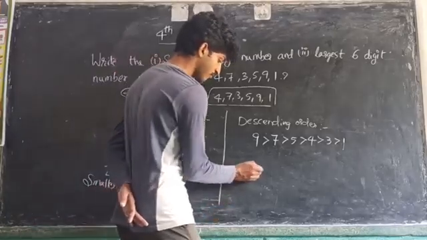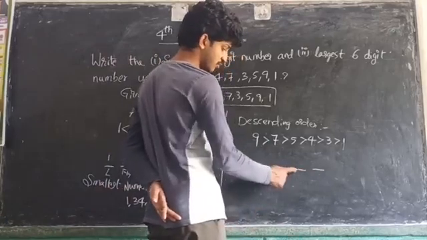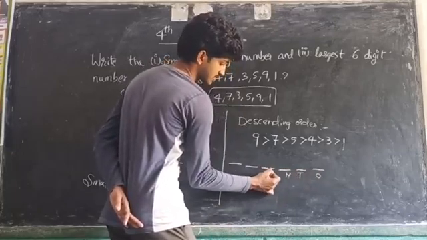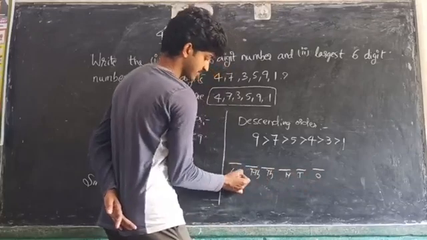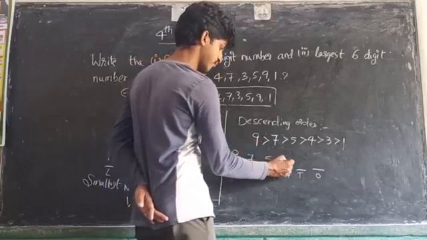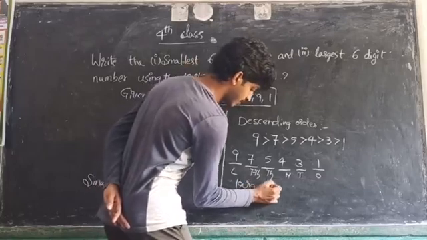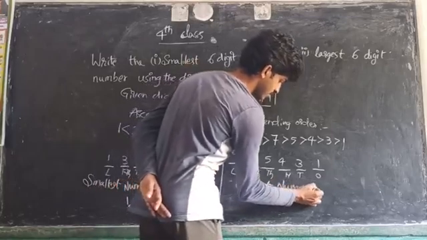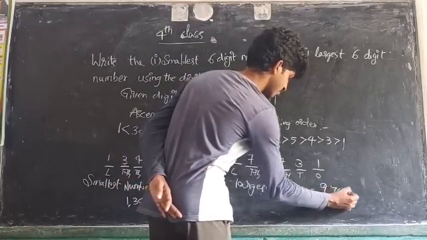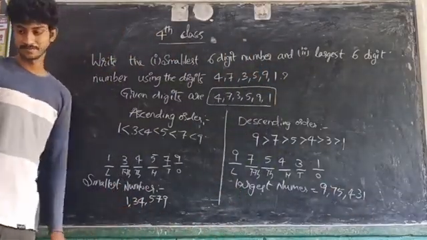Now which number do we have to find? The largest 6-digit number using these digits. So 1, 2, 3, 4, 5 and 6: ones place, tens place, hundreds place, thousands place, 10,000s place and lakhs place. Now place these numbers one by one: 9, 7, 5, 4, 3 and 1. So the largest number is 9,75,431. Okay children, this is the largest number and this is the smallest number.